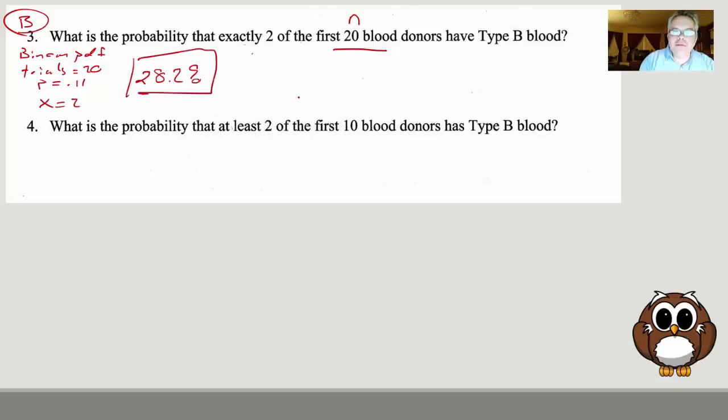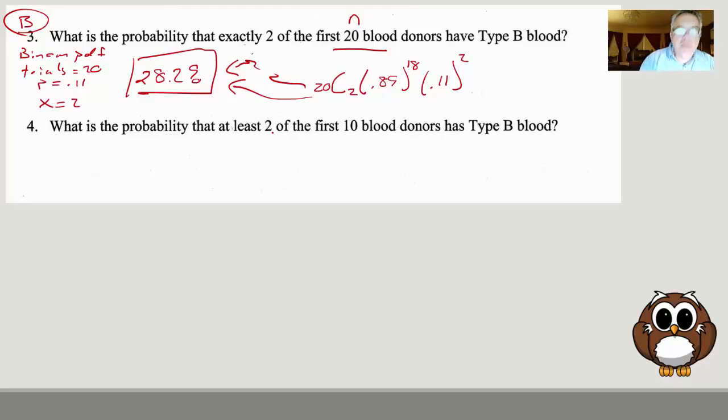Just to be fancy, we can calculate this by hand if we really wanted to. We have to multiply the number of different ways we can pick 2 people to be type B blood. Which 2 of the 20 are type B? There's 20 choose 2 ways of doing that, times, well, we have 18 people who are not type B and 2 people who are. That's kind of cool. If you want to show off, you can do this by hand, but it should give you the exact same thing we got on our calculator using binompdf.